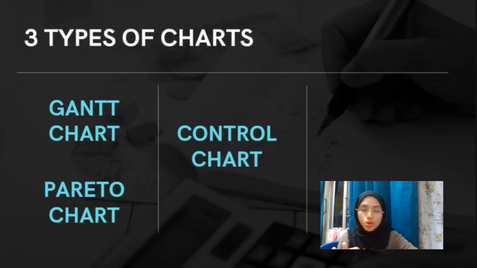That is how you can make three charts, which are a Gantt chart, Pareto chart, and the control chart in Excel. If you practice these steps, you will be able to manage projects and analyze processes more efficiently.